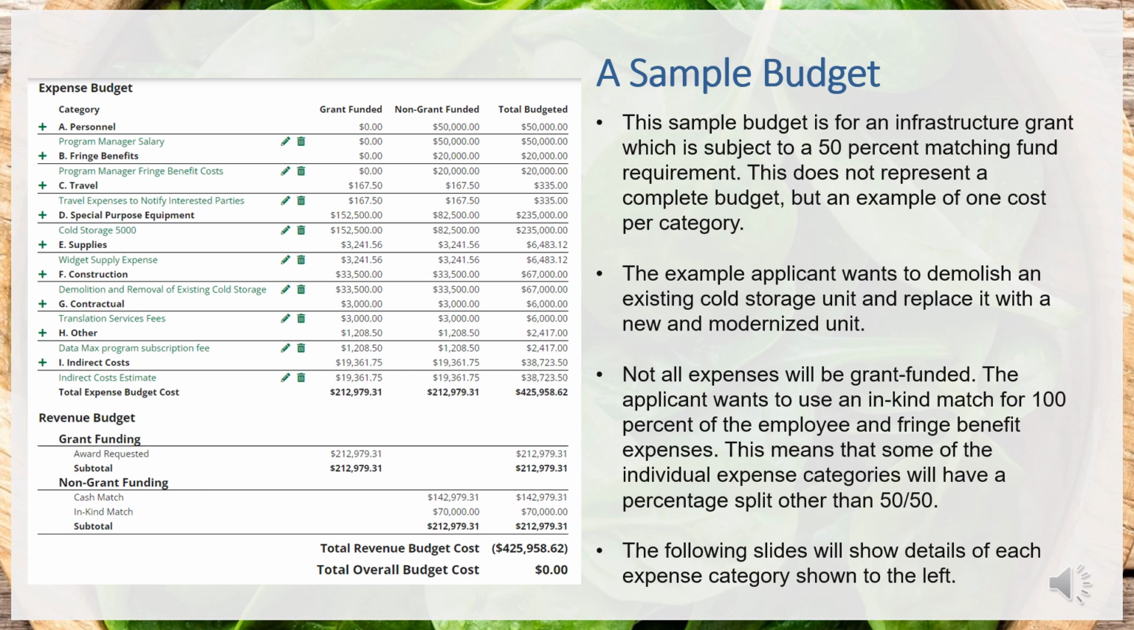Not all expenses will be grant funded. The applicant wants to use an in-kind match for 100% of the employee and fringe benefit expenses. This means that some of the individual expense categories will have a percentage split other than 50-50. The following slides will show details of each expense category shown to the left.